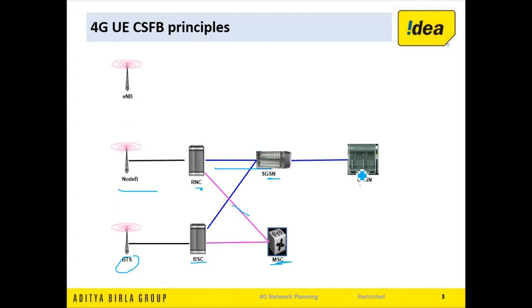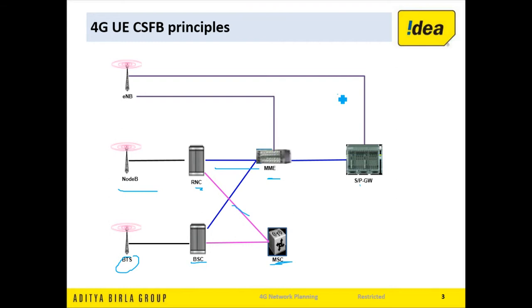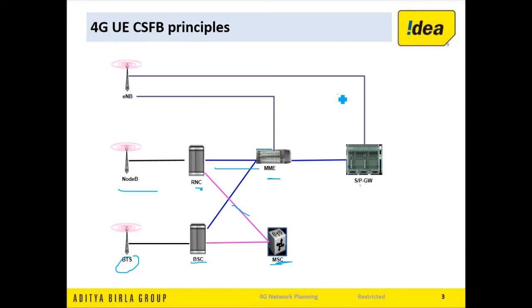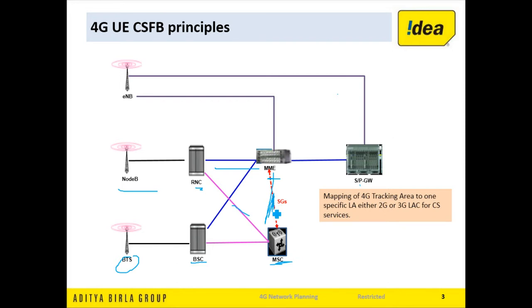With the introduction of 4G, the Node B hardware has been modified to be called eNode B. The gateways, the PS nodes, were upgraded or renamed as MME and SGW/PGW, obviously with some additional functionalities. One thing which is additionally there is a connection between MME and MSC now. This interface is called the SGs interface.